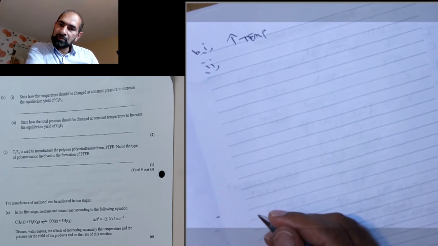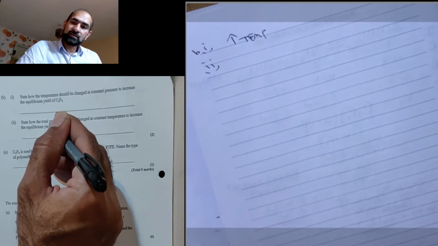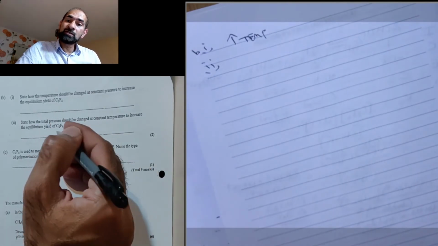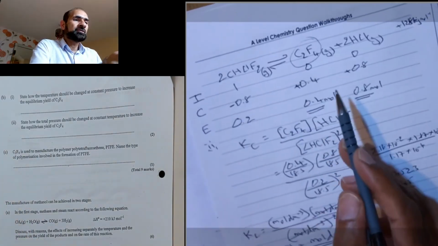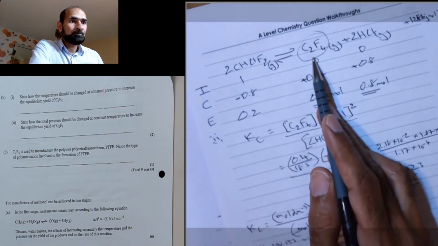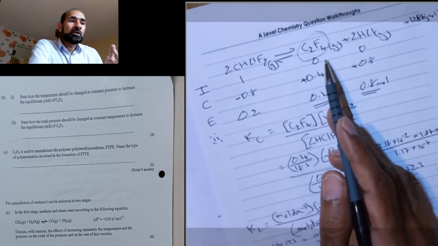State how the total pressure should be changed. Oh, so now they're talking about pressure. It should be changed at constant temperature this time, to increase the equilibrium yield of C2F4. So now they want you to increase the yield of that again, but this time they want you to change the pressure.